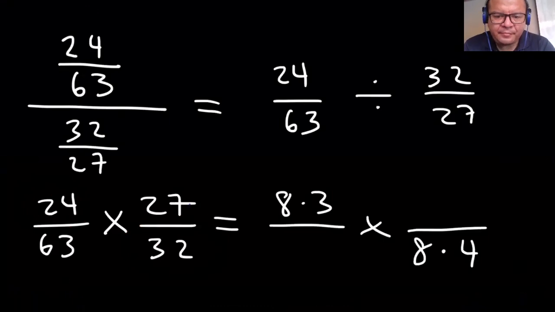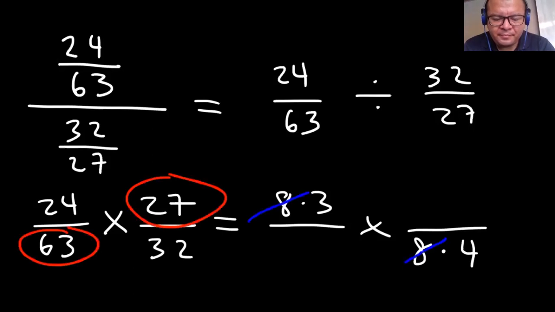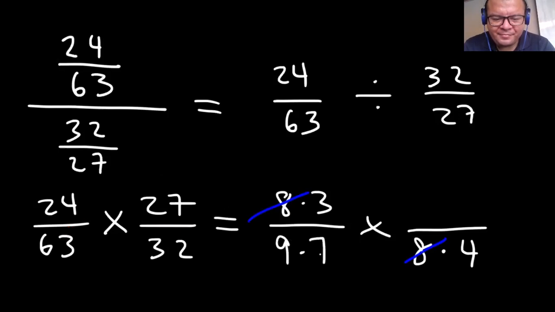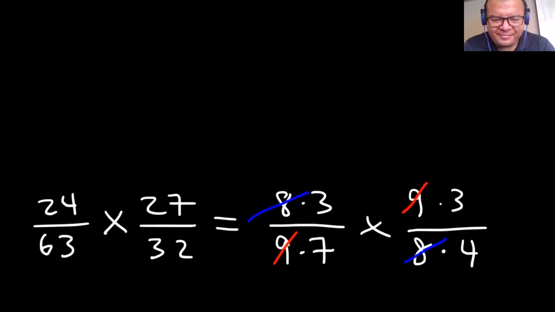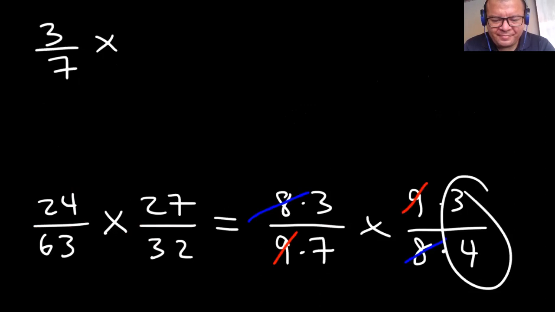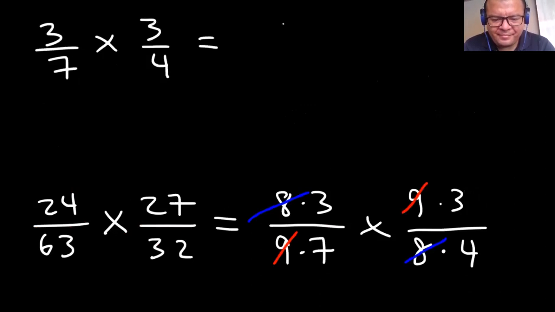Now looking at 63 and 27, both numbers are divisible by 9. 63 is 9 times 7, 27 is 9 times 3. So I can cancel the 9. So let's write out what we have left over. So in this fraction, we have a 3 and a 7. And in the second fraction, we're left with a 3 and a 4. 3 times 3 is 9. 7 times 4 is 28. And so this is the final answer. We can't simplify it any further.